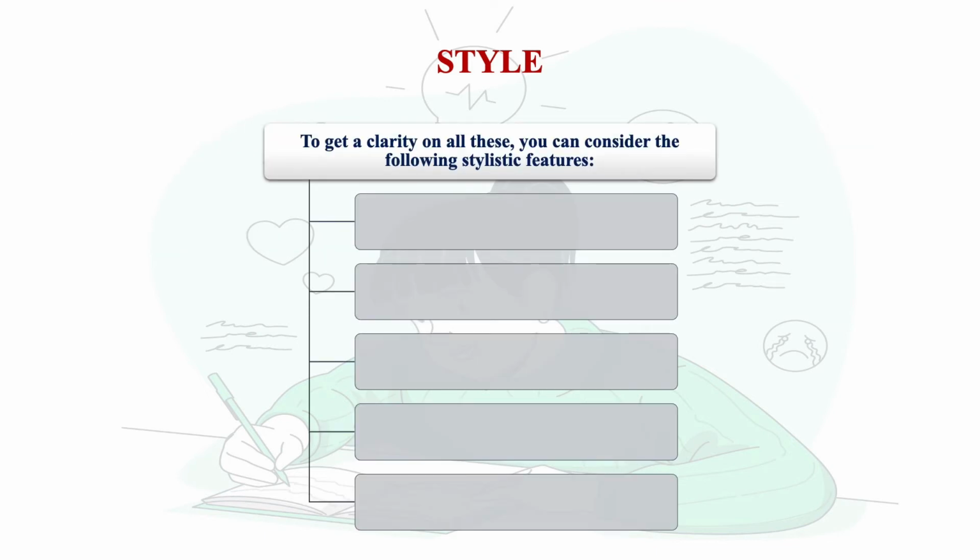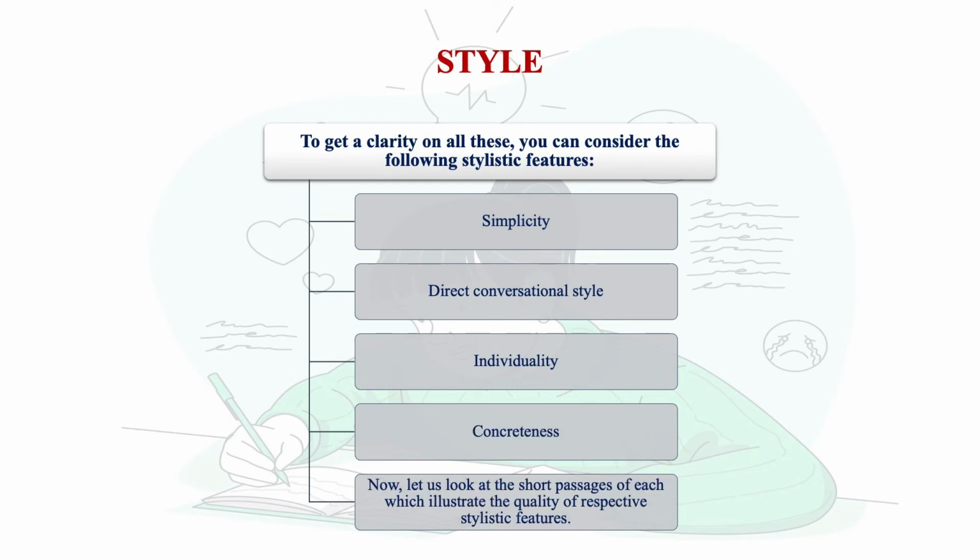To get a clarity on all these, you can consider the following stylistic features. Number 1, simplicity. Number 2, direct conversational style. Number 3, individuality. Number 4, concreteness. Now, let us look at the short passages of each which illustrate the quality of respective stylistic features. Number 1, simplicity. Let's read a paragraph over here.